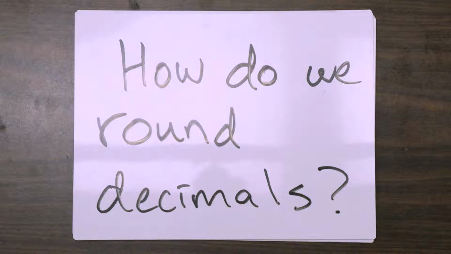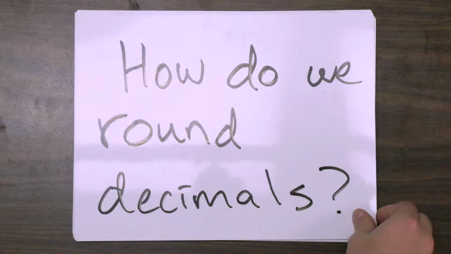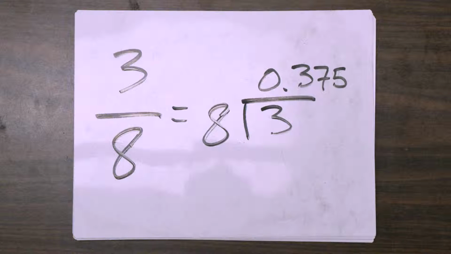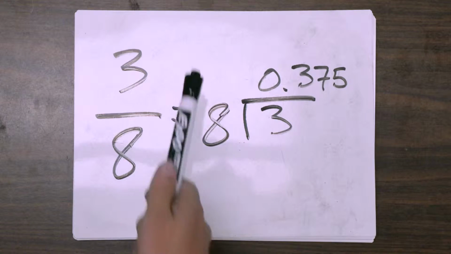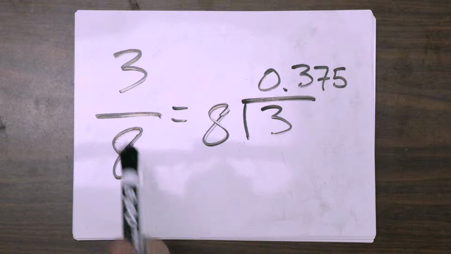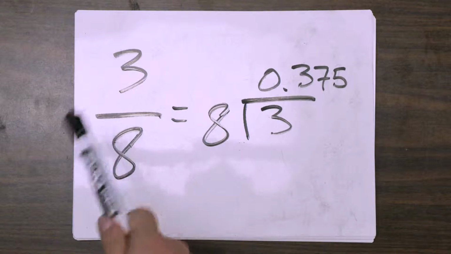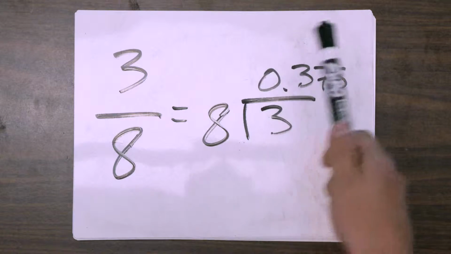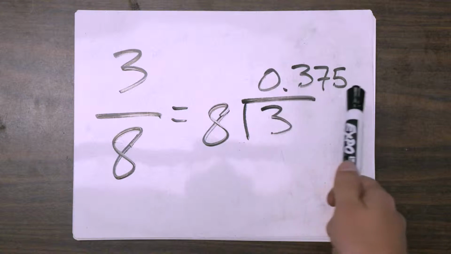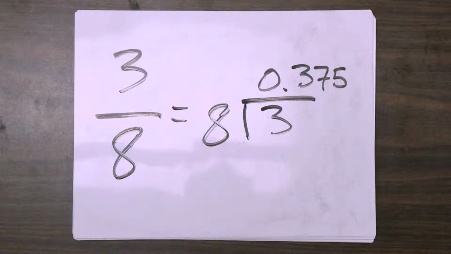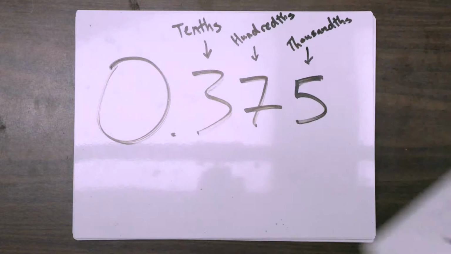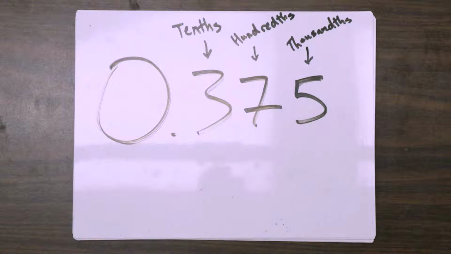Today we're talking about how we round decimal numbers, or decimals. So we're going to look at the last decimal we looked at yesterday, 3/8 as a fraction. We turned it into the decimal 0.375 by doing division. So I want to work with that number, 0.375.